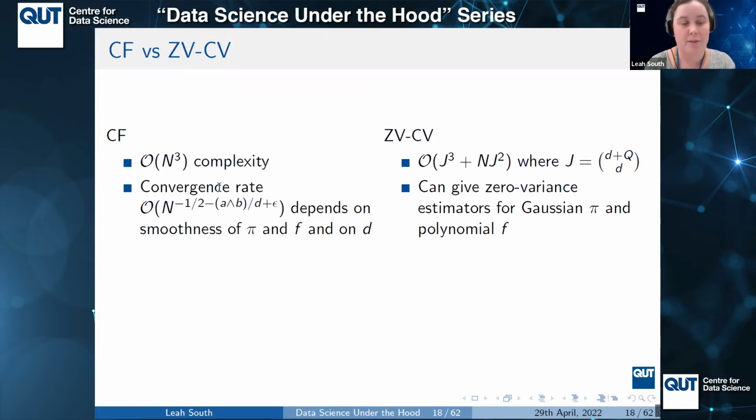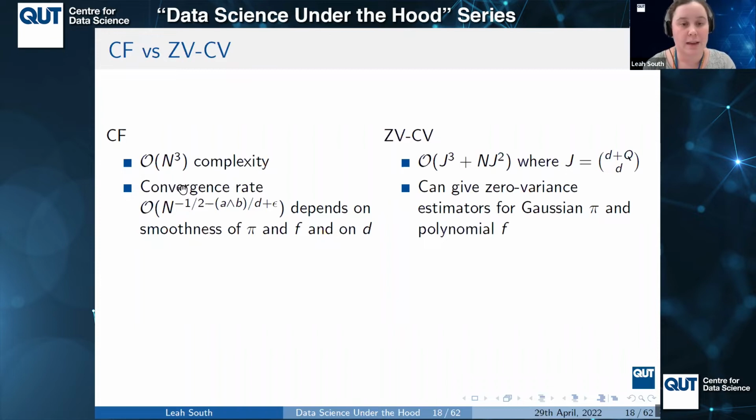Okay, in terms of actual performance, zero variance control variates, for reasons I'm not going to be able to go into in this talk, can actually give you zero variance estimators for the specific setting listed here. And when I say zero variance estimator, I mean you can use, say, 10 samples, you can apply zero variance control variates, and it will give you the true expectation, not an estimate. So that's obviously a really nice property, but it's for pretty limited settings.